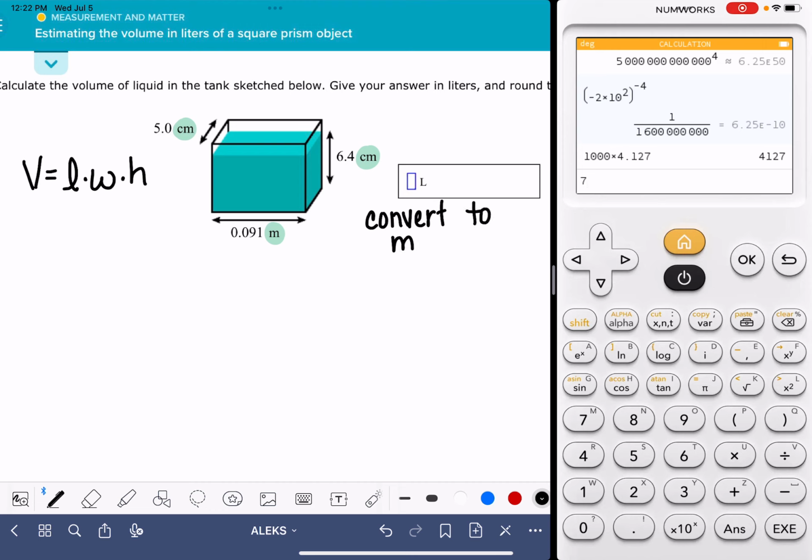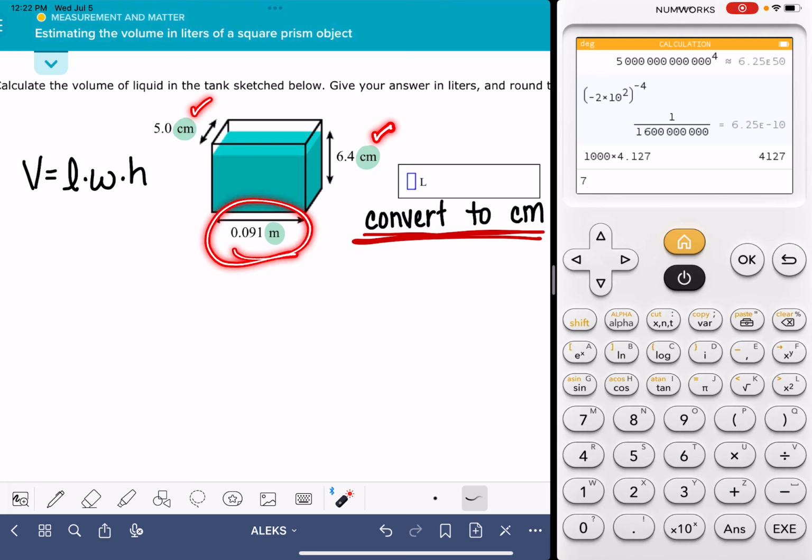I am going to suggest when you solve this problem that you convert your side lengths to centimeters. And as we solve the problem, I'll explain why my recommendation is that everything gets converted into centimeters. So these units, which are already in centimeters, they're good to go. This unit down here, we need to convert into centimeters.